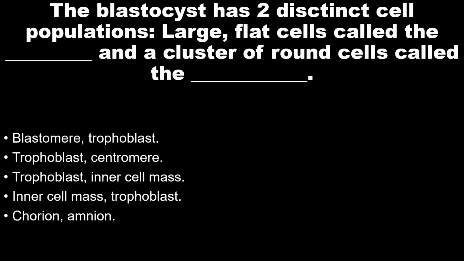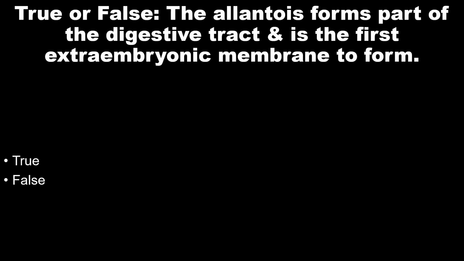Now let's do some test yourself questions. The blastocyst has two distinct cell populations. There's large flat cells called the blank and a cluster of round cells called the other blank. Now, which of these are the large flat cells and which of these is the cluster of round cells? The trophoblast are these large flat cells, and the inner cell mass is that cluster of round cells. Now, true or false, the allantois forms part of the digestive tract and is the first extraembryonic membrane to actually form. Is that true or false?